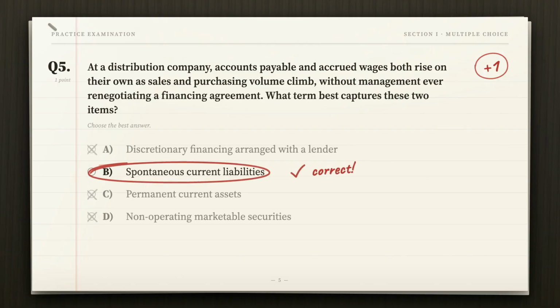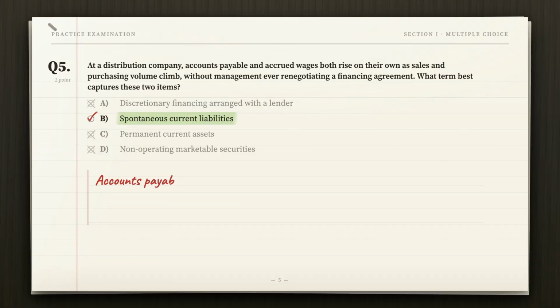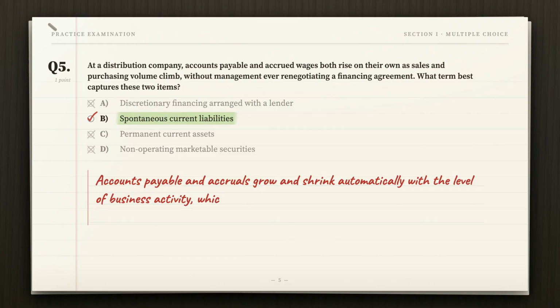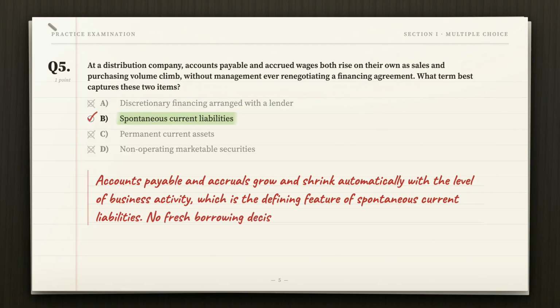The correct answer is B. Spontaneous current liabilities. B is correct because accounts payable and accruals grow and shrink automatically with the level of business activity, which is the defining feature of spontaneous current liabilities. No fresh borrowing decision is made each time they change.